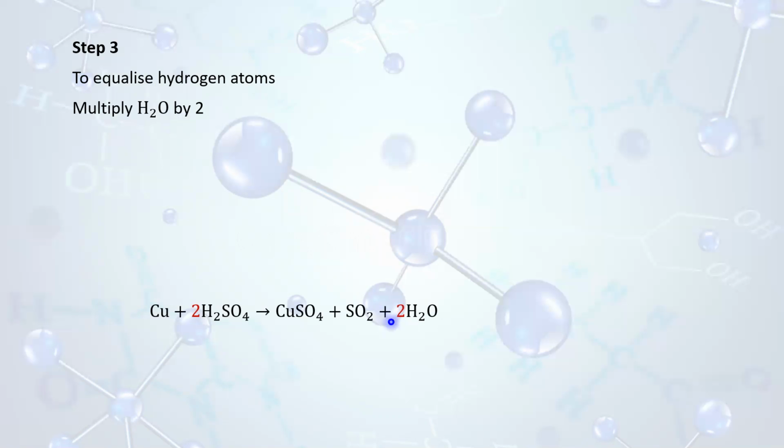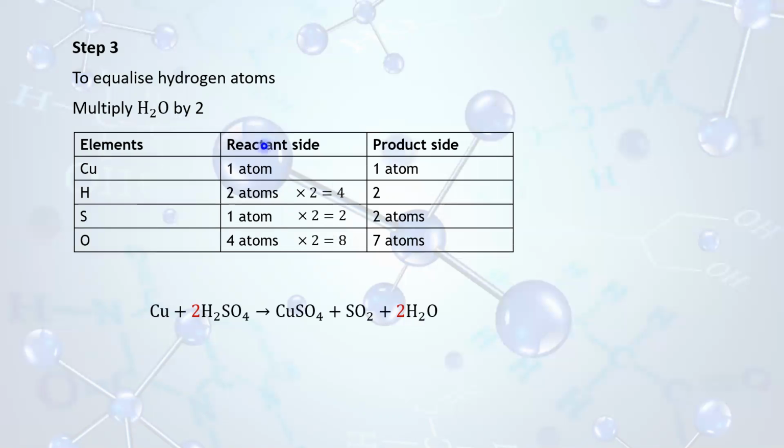Here you can see on reactant side we have 4 hydrogen atoms, but on product side only 2 was there. So we have to make it 4. For that we are multiplying H2O by 2. So our table becomes like this. After multiplying 2 over here, that is on the product side, we have to change the product side into 2. Now the number of hydrogen atoms on product side is 4.